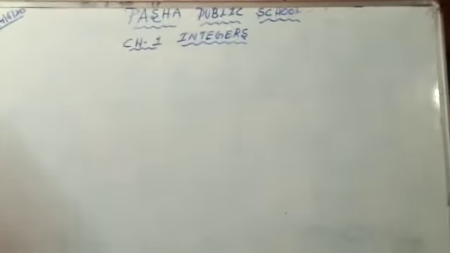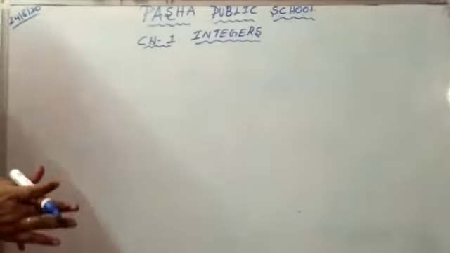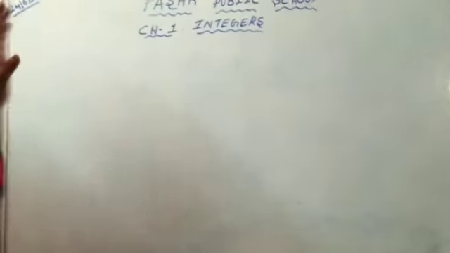Children, in last class we learned about integers. Now what is the definition of integer? Integer is a collection of positive numbers and negative numbers including 0.